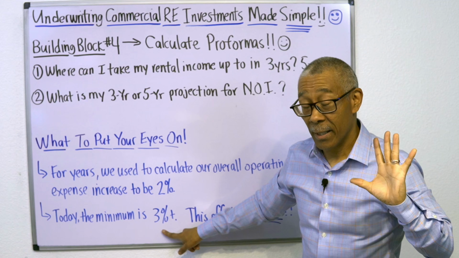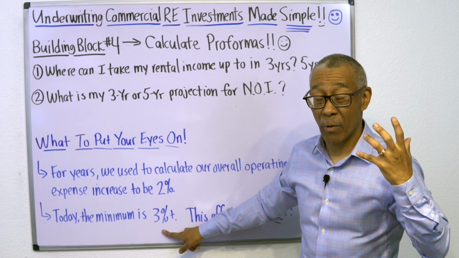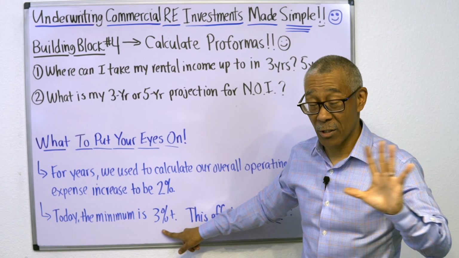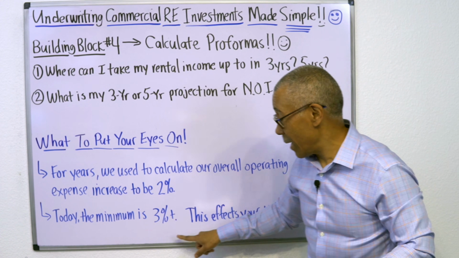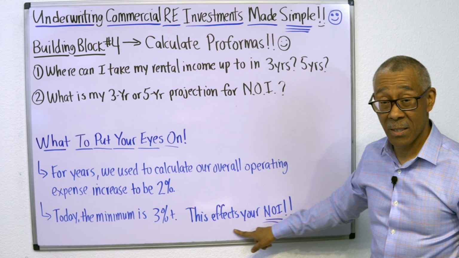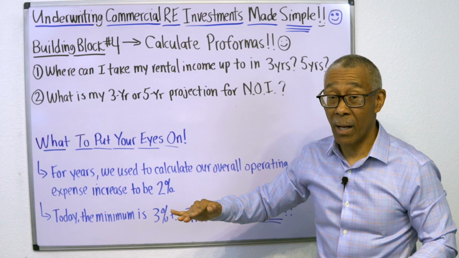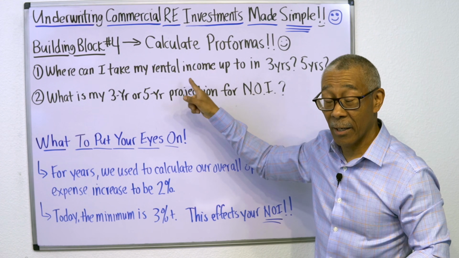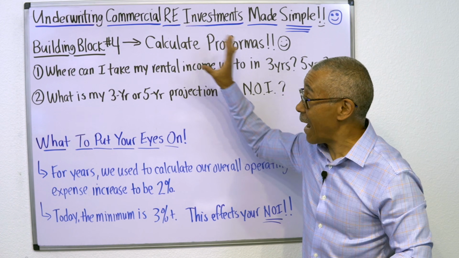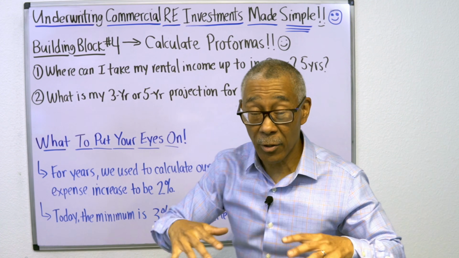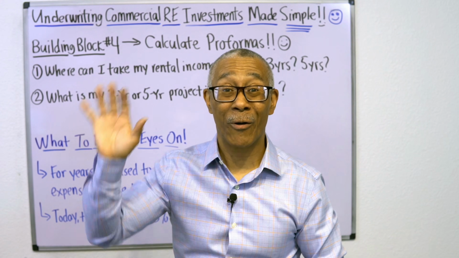Again, these are operating expenses. This has nothing to do with your financing or your depreciation. Only operating expenses. So use 3% now. The reason is that your expenses affect your NOI. The higher your expenses, the lower your NOI. So if you're increasing your NOI here, you're also increasing your expenses down here, to make sure you're as accurate as possible when you're underwriting a deal. Got it? All right, let's go to building block number 5.